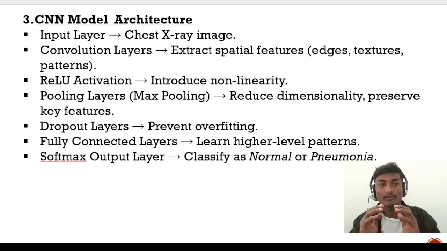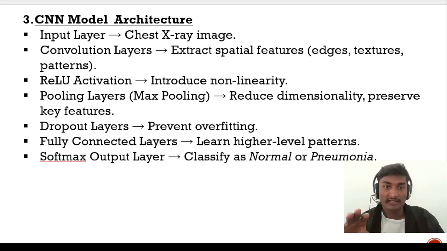Here is where our core model architecture lies. The CNN model contains an input layer, convolutional layer, ReLU activation function layer, pooling layer, dropout layer, fully connected layers, and softmax output layer. The softmax output layer is the last layer in the CNN model. For the input layer, the X-ray images array acts as the input. The convolutional layer's main function is to extract spatial features like edges, textures, and patterns.